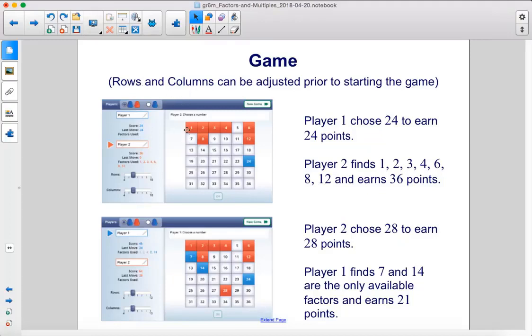Alright, so the rows and columns here can be adjusted prior to starting the game. Player 1 chose 24 to earn 24 points. Player 2 finds 1, 2, 3, 4, 6, 8, and 12 and earns 36 points. Player 2 then chose 28 to earn 28 points. Player 1 finds 7 and 14 are the only available factors and earns 21 points.